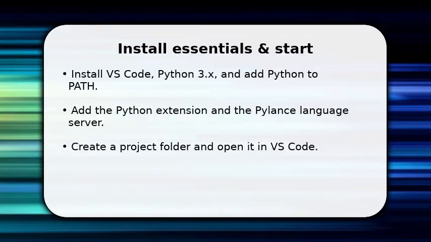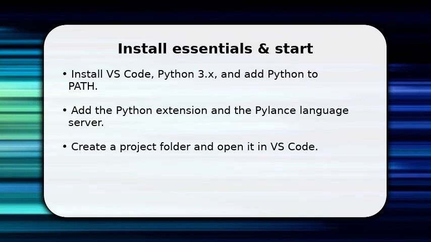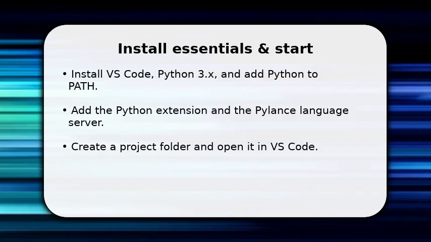You will install only what's necessary and get coding fast. First, make sure Python 3.x is on your path and VSCode is installed. Then add the Python extension and Pylance for completions. Open a new project folder and create a virtual environment with python -m venv.